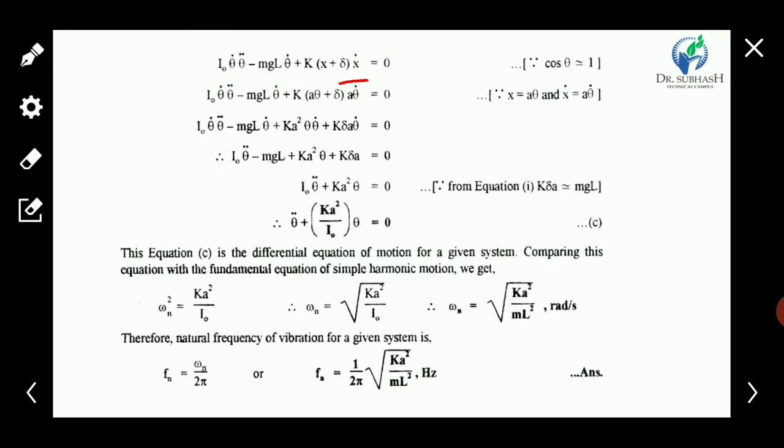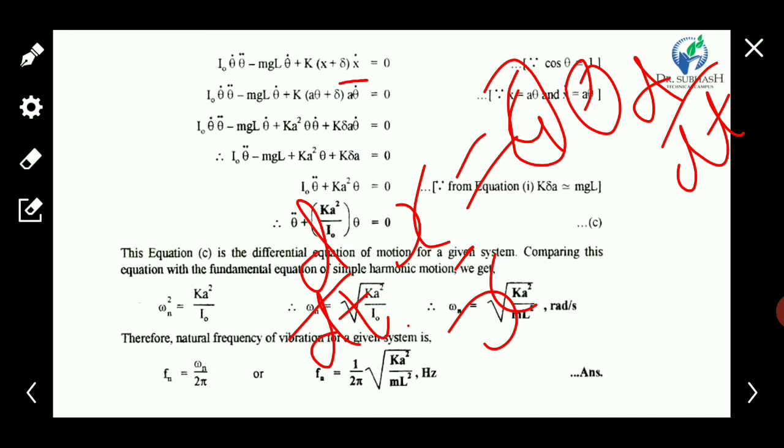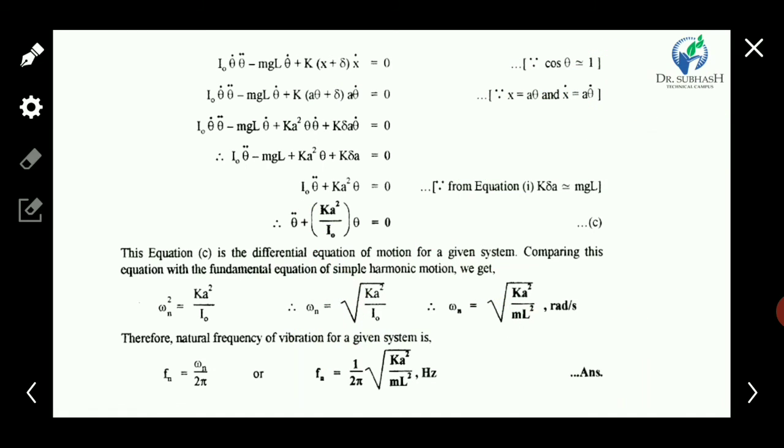Here x is equal to a theta, so if we differentiate with respect to time, d by dt, a is a constant, theta's differentiation is theta dot, and x's differentiation is x dot, and a is as it is. So x dot is equal to a theta dot. Now theta dot is taken common and moved to the 0 side, 0 is as it is, and theta dot is gone.